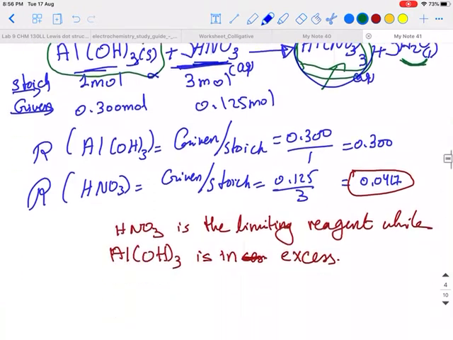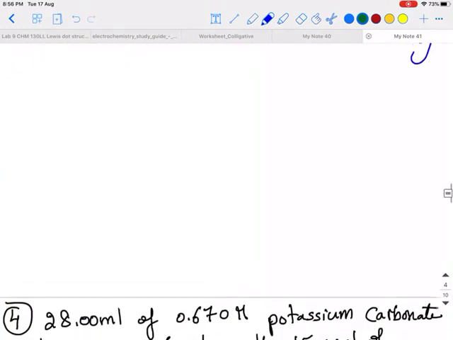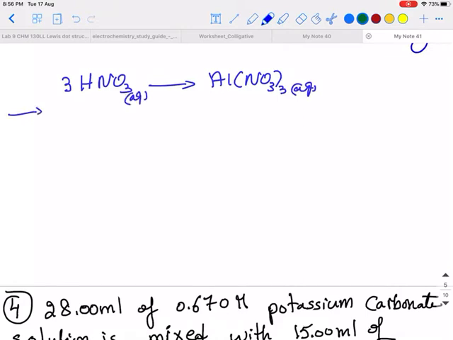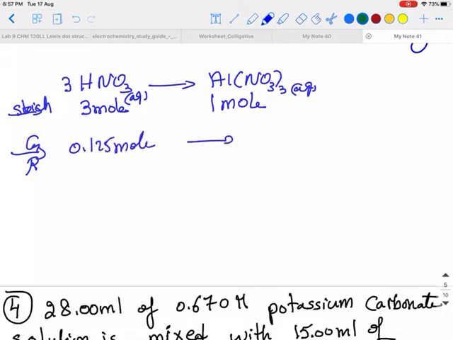The only source of ions is aluminium nitrate, so I'm going to use the limiting reagent to find the concentration of aluminium nitrate. So I will say this is the ratio from the equation between nitric acid and aluminium nitrate. Again, stoich, given and required. The first line according to stoich, and then the given and the required. Speaking about concentrations, I will use moles. So every 3 moles from the stoich corresponds to 1 mole. Every 0.125 mole should correspond to how many moles of aluminium nitrate?